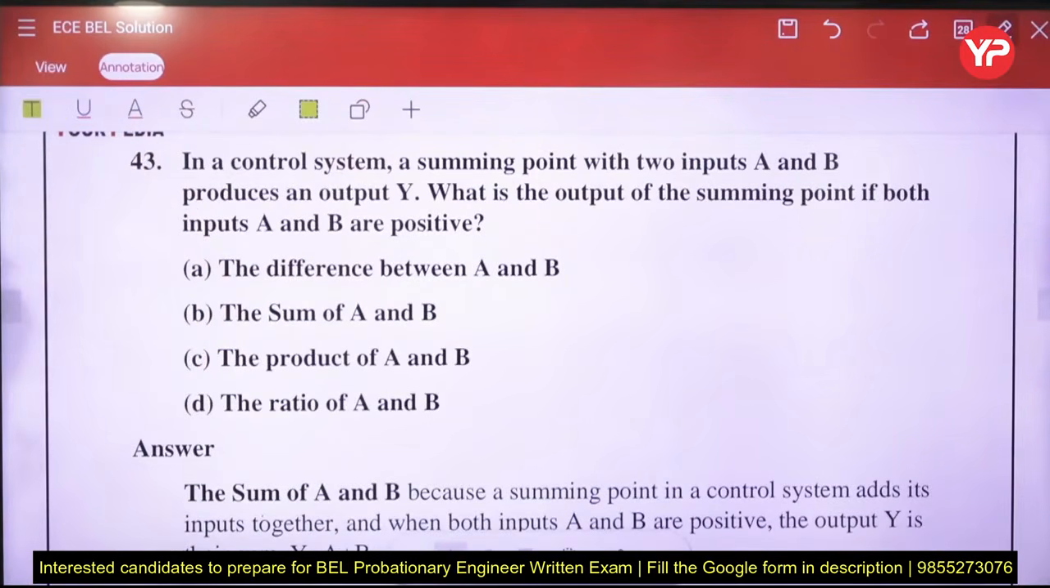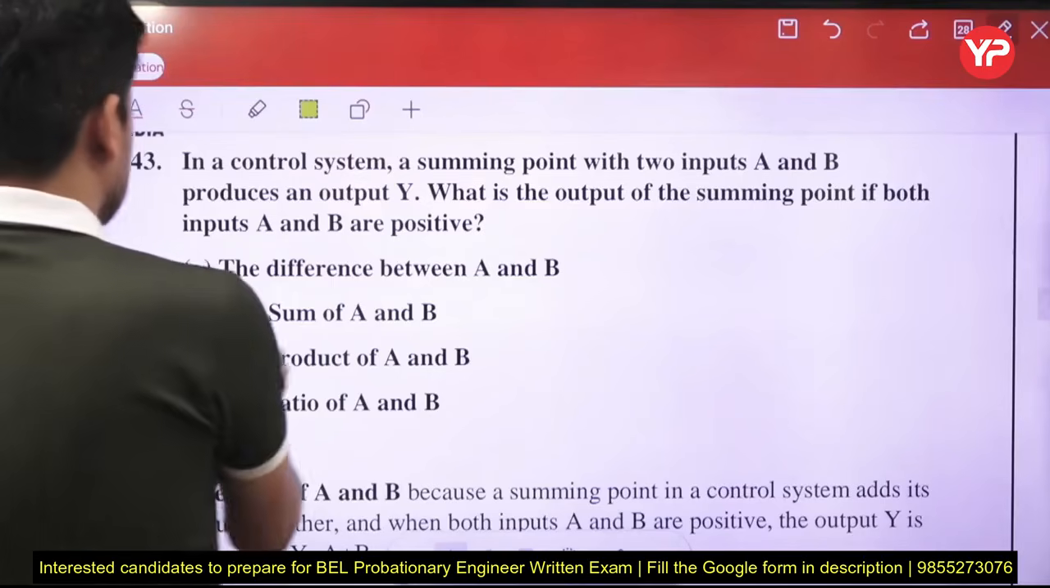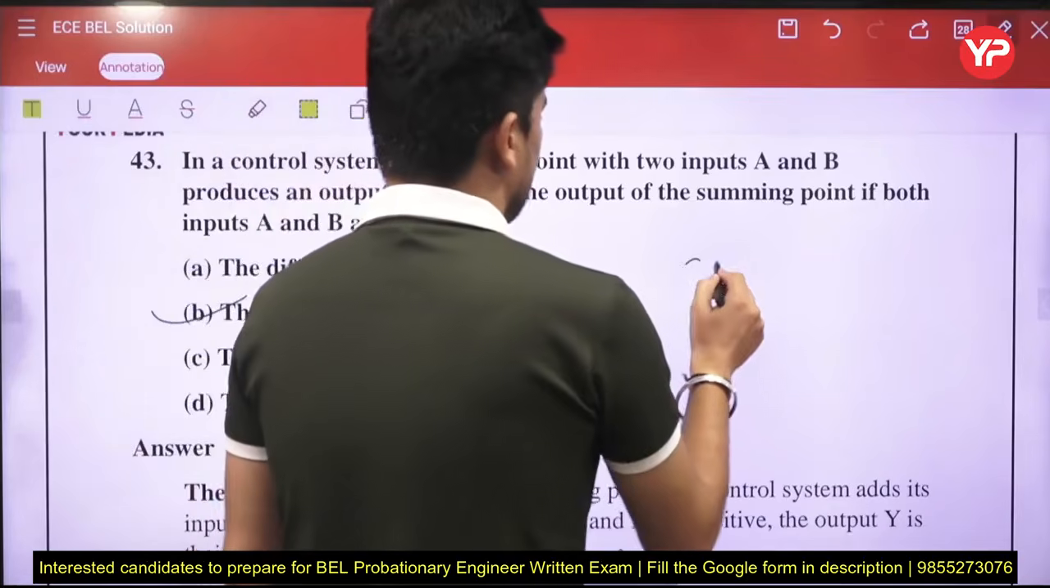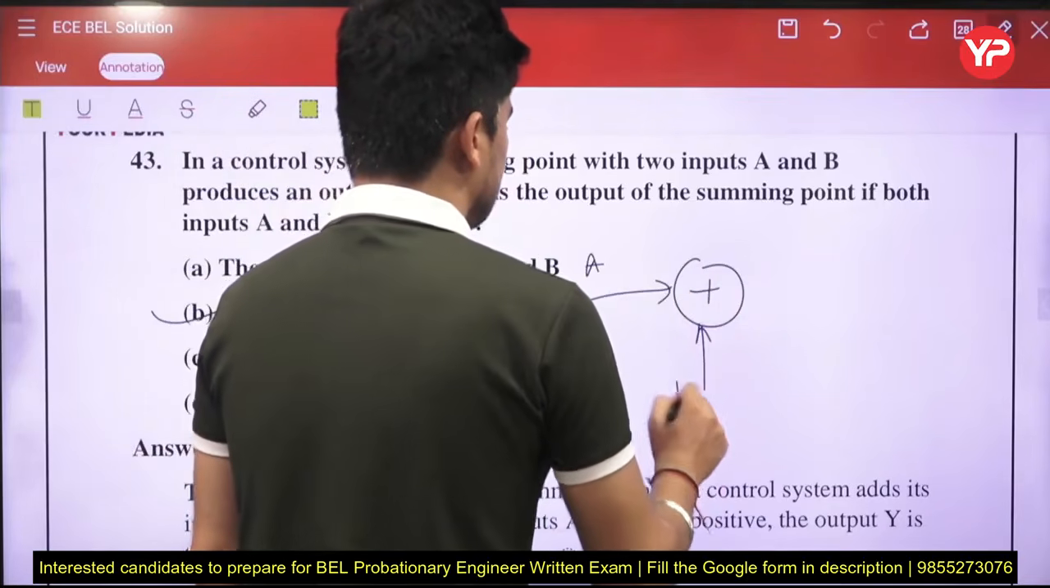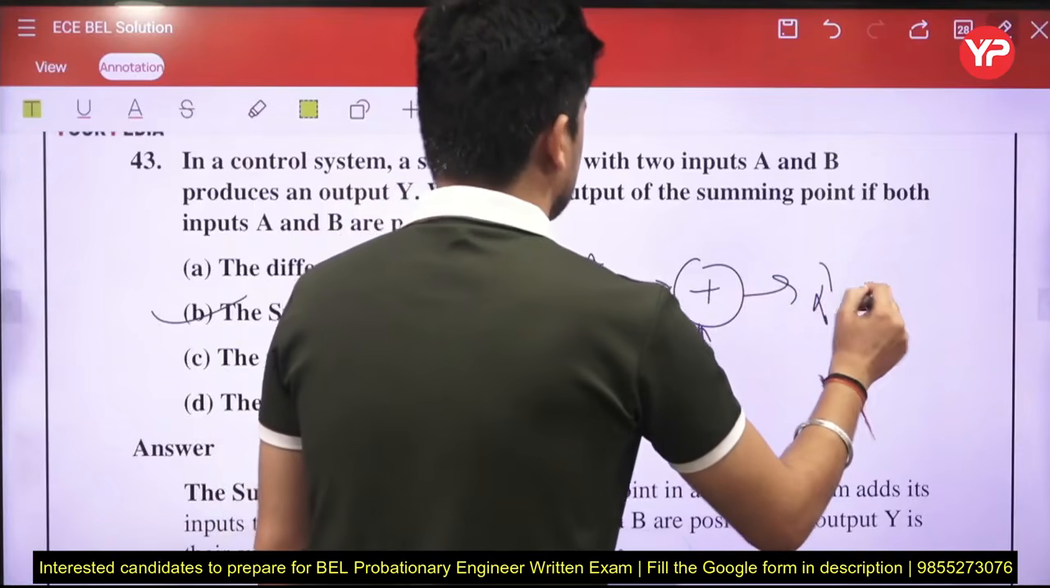In a control system, a summing point with two inputs A and B produces the output Y. What is the output of the summing point if both the inputs A and B are positive? Then that will be the sum of A and B, right? It's just a simple question. You have a summing point here, you have inputs A and B. So what will be the output of this one? A plus B.